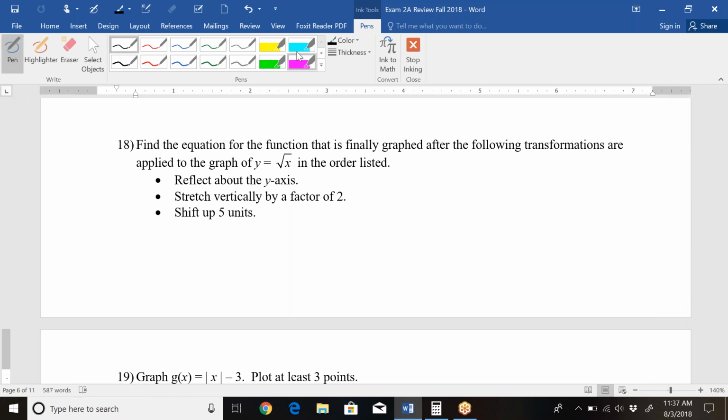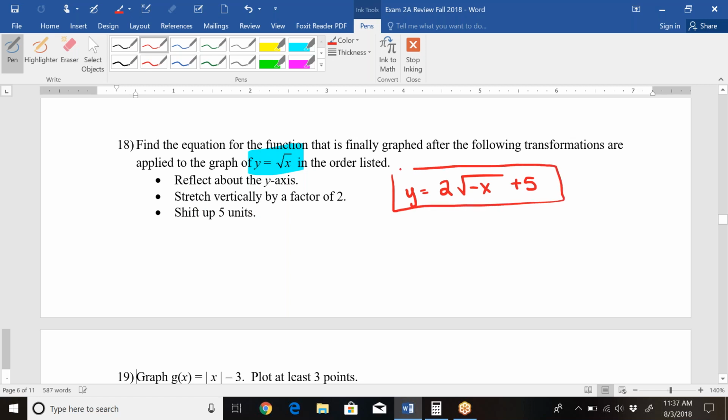Find the equation. Now this time our parent function is the square root of x instead of x squared. So reflecting about the y-axis, that means we have a negative inside with our x, because reflecting about the y-axis actually changes your x value. Stretch vertically by a factor of 2. So that's changing our y value, so it's outside, and outside is exactly what you think. So we multiply this whole thing by 2. Then we shift the whole thing up 5. So that's a vertical shift, which is added or subtracted at the end. So there is that one.